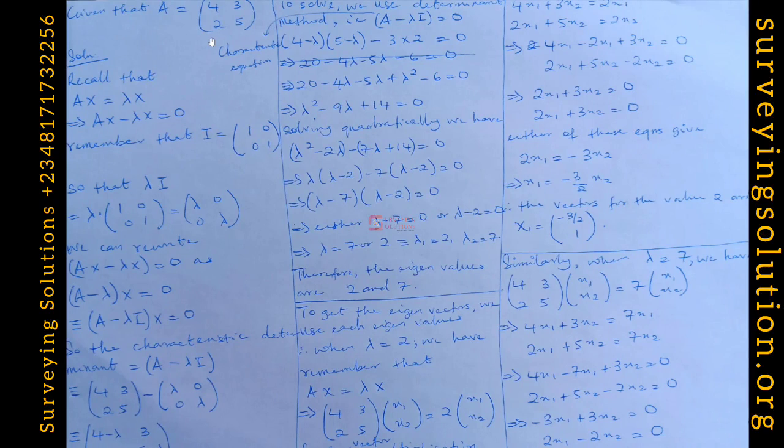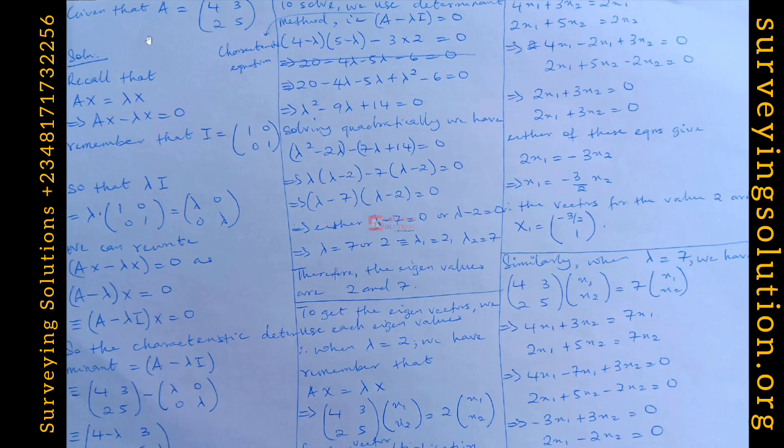On today's tutorial, we are going to look at eigenvectors and eigenvalues, right? Good. Now, we have a 2 by 2 matrix here that says given that A is equal to [4, 3; 2, 5], we should determine the eigenvalues and the corresponding vectors for each of those values, right?